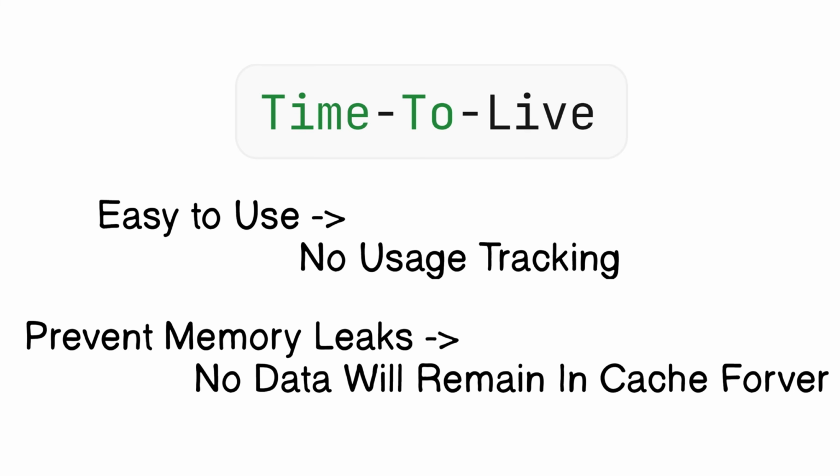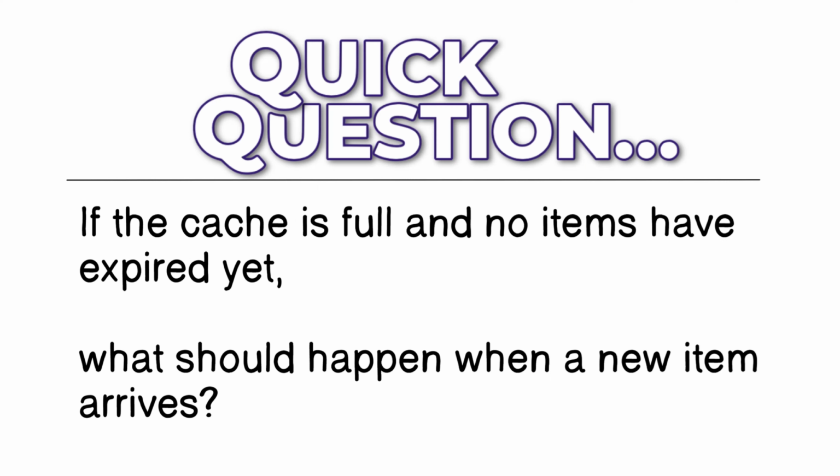Now here is a quick question for you. If the cache is full and no items have expired yet, what should happen when a new item arrives? You can drop your answer in the comment section below.